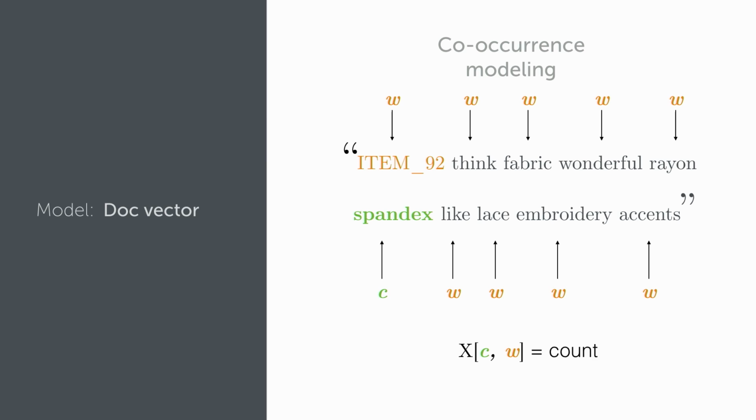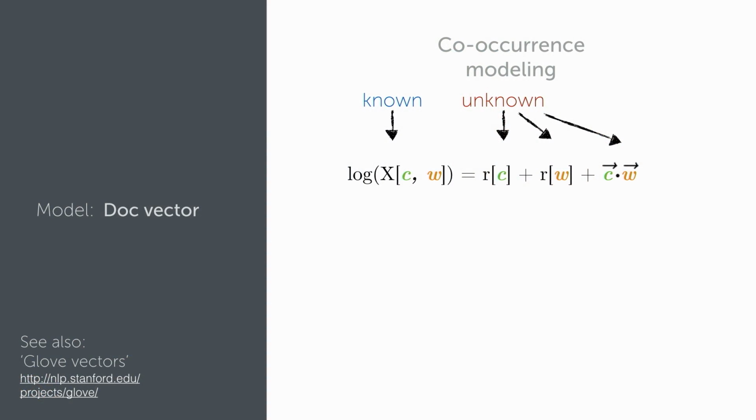And so we're just counting up pairs of words around the word spandex, and we're putting them into my little matrix X. Great, and we're going to do that for the word like, and we're going to do that for the word lace, and embroidery and accents and so on and so forth. So X is just this 2D matrix where each element is just the count of how many times I saw that pair of words near each other. Fine. Right. So far super easy. It's a minor modification from things like GloVe and word2vec-like algorithms.